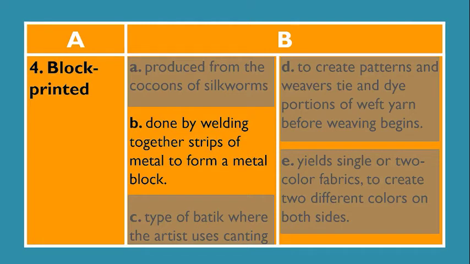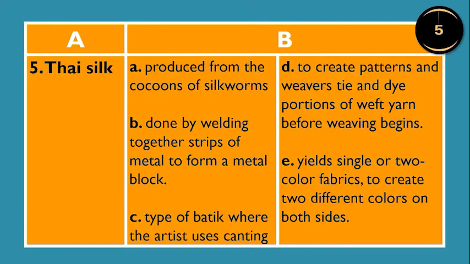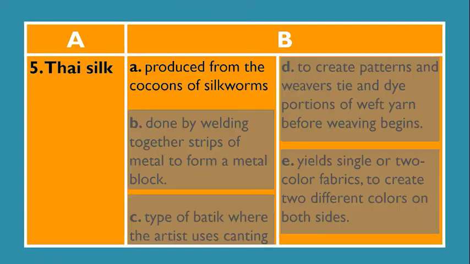And our last item, number 5. Thai silk. Ready? You have 5 seconds. Time is up and your answer is? That is correct. That is A. Thai silk is produced from cocoons of silkworms. How much score did you get? Did you get 5? Perfect score? 4? 3? If you got a low score, that is fine because this is only a pre-test.